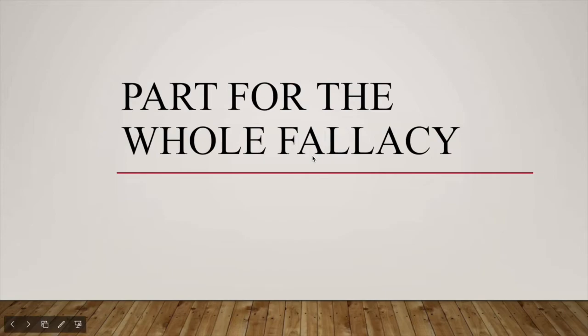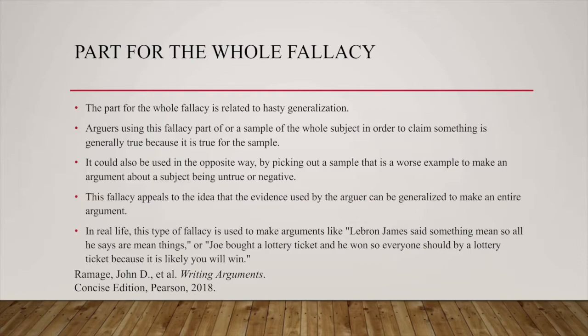Okay, part for the whole fallacy. Part for the whole fallacy is somewhat related to hasty generalization. Arguers use this fallacy to say that something that is true for the sample would be true to the entire population.